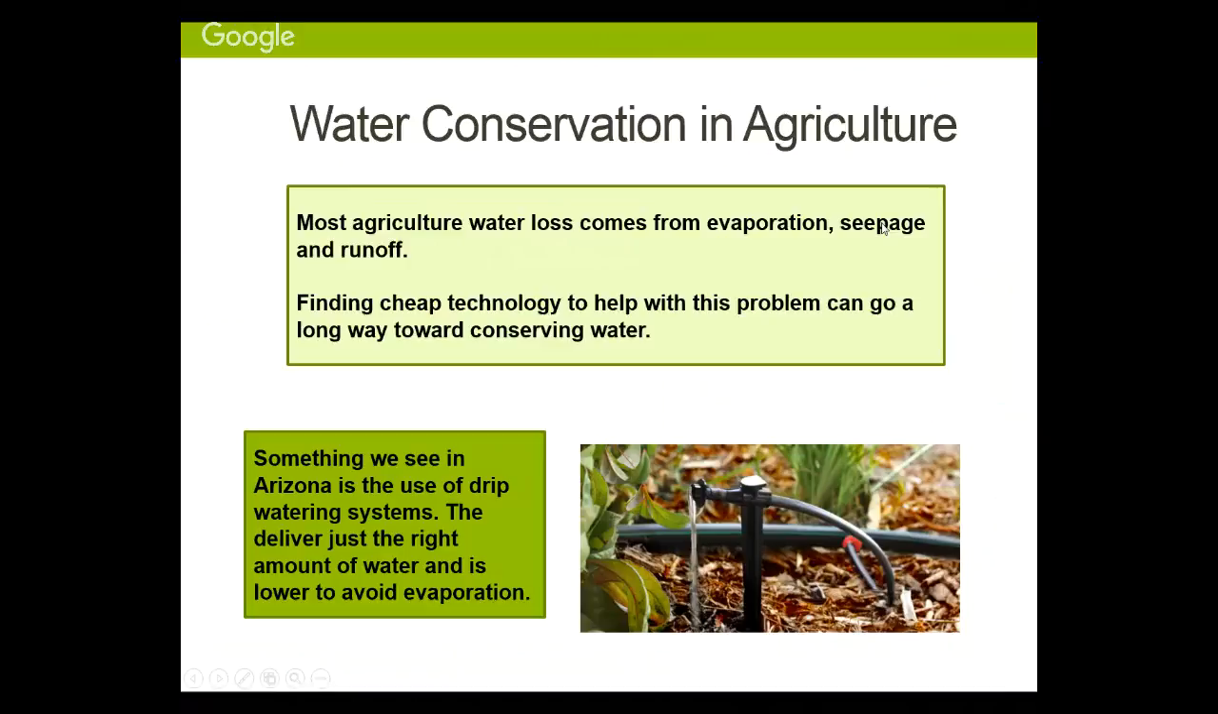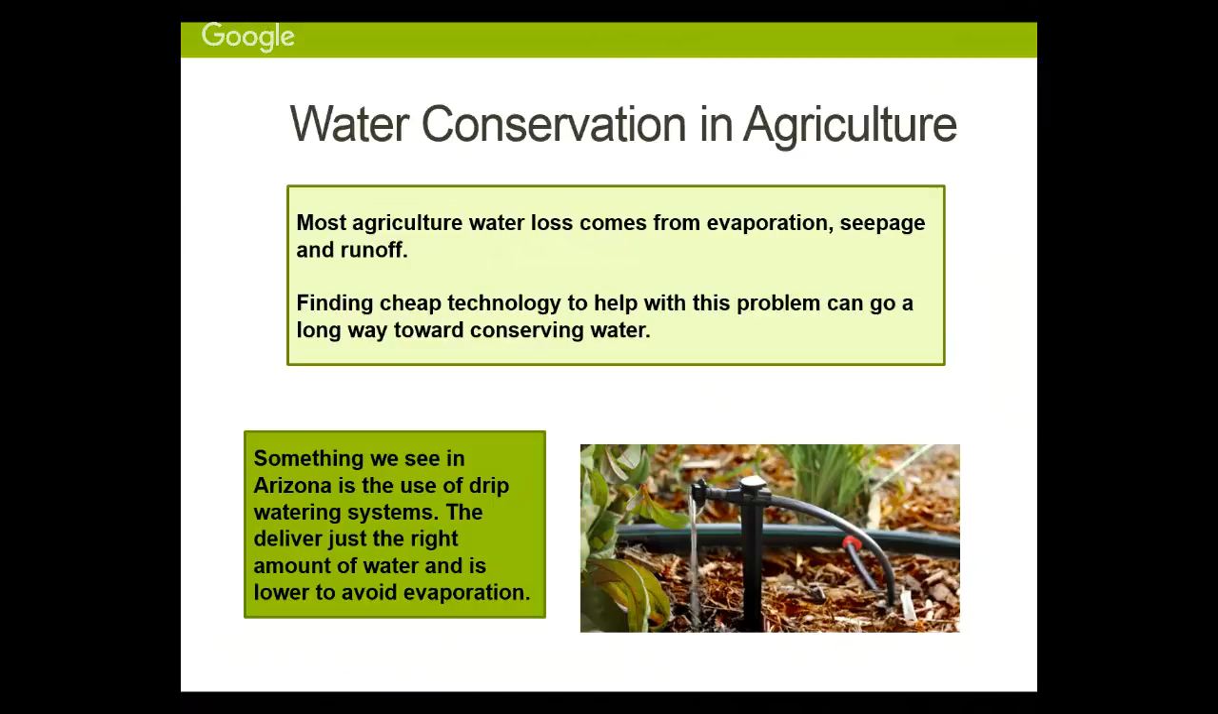So water conservation in agriculture is really important. Most agricultural water loss comes from evaporation, seepage, and runoff. And we see this a lot here in Arizona. If we use a sprinkler, it can evaporate because it gets so hot here. So finding cheap technology to help with this problem can go a long way towards conserving water.